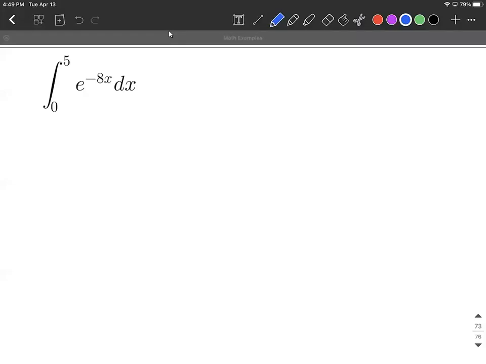All right, let's work a definite integral with e raised to a power, but it's not just e to the x, it's e to the negative 8x. To do this one, we're going to need to use u substitution. So we're going to pick out u to be our inner function. In this case, the inner function is the negative 8x, the exponent.